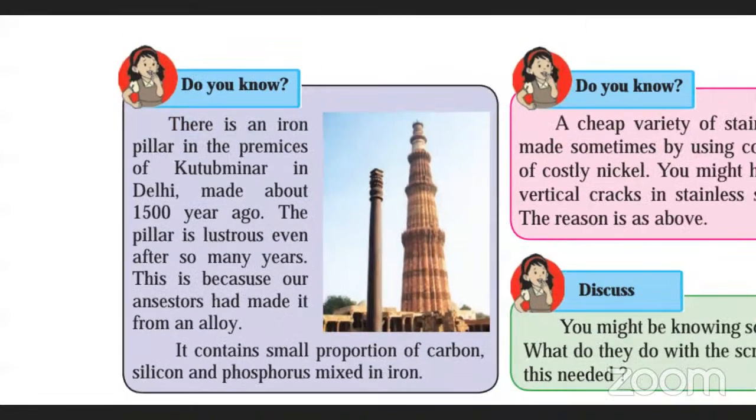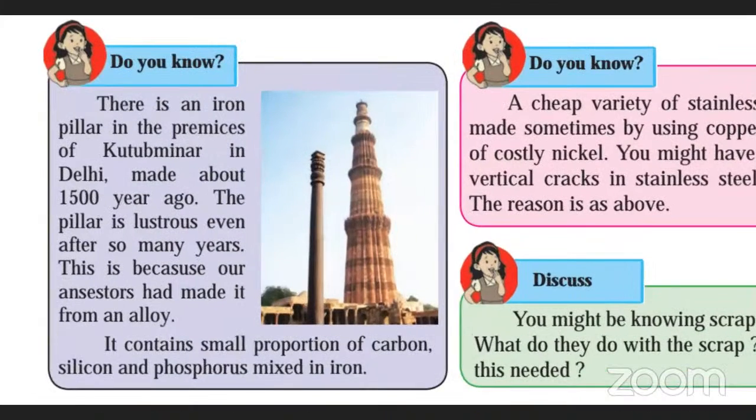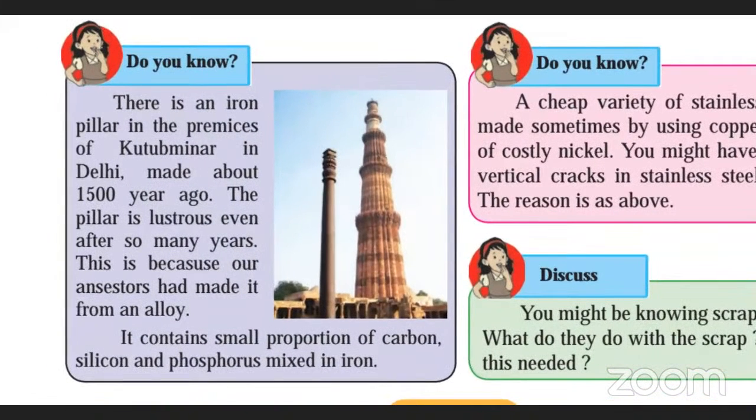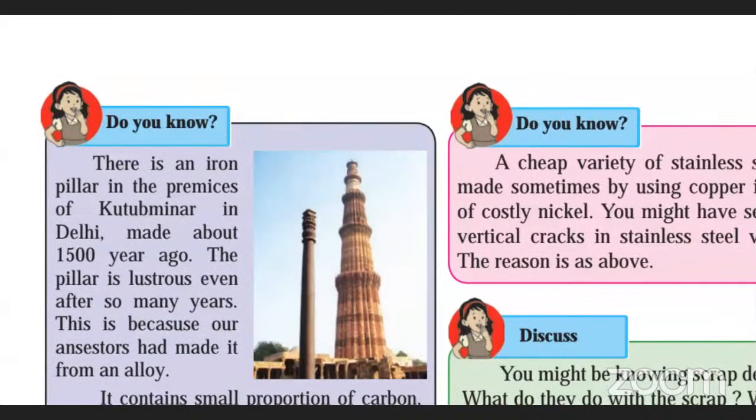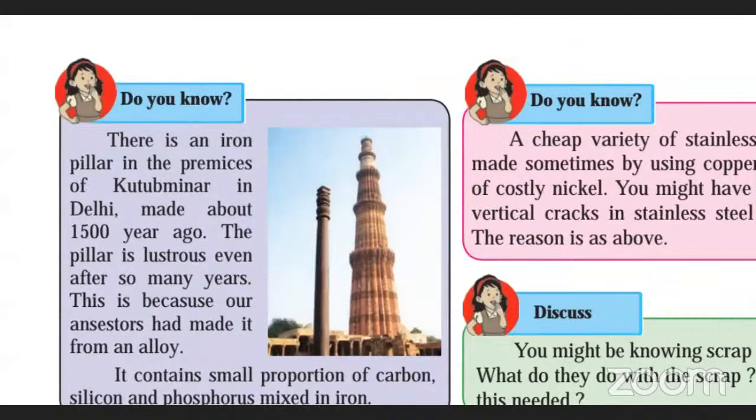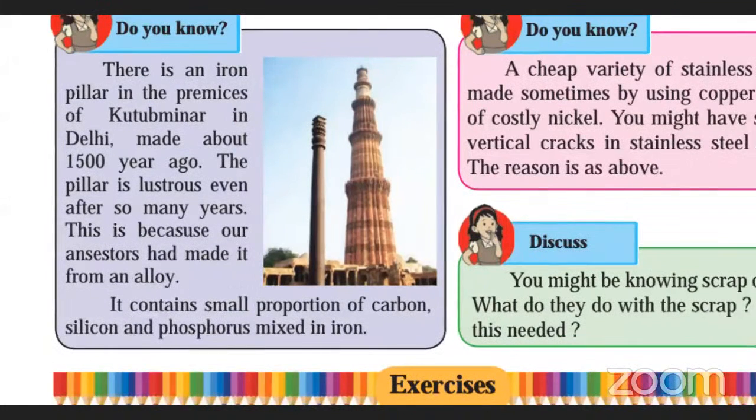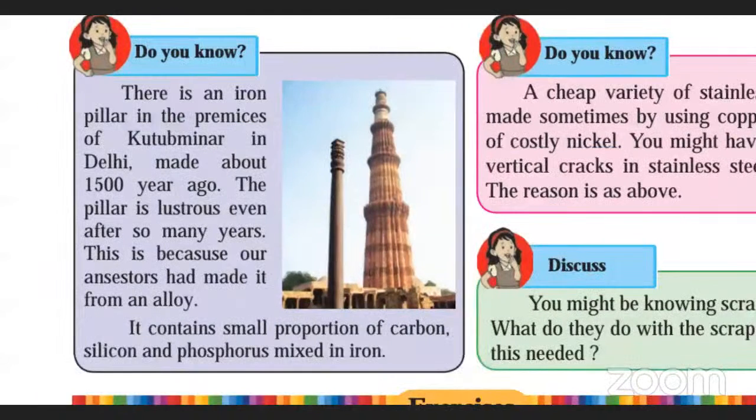Again, one piece of information is given here. There is an iron pillar in the premises of Qutub Minar in Delhi, made about 1500 years ago. These pillars are lustrous even after so many years. Since these pillars are made up of iron, and we know that iron undergoes corrosion very easily because of rust formation, but still these pillars are quite lustrous.